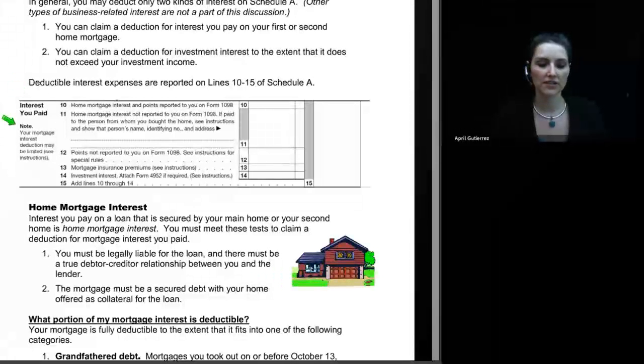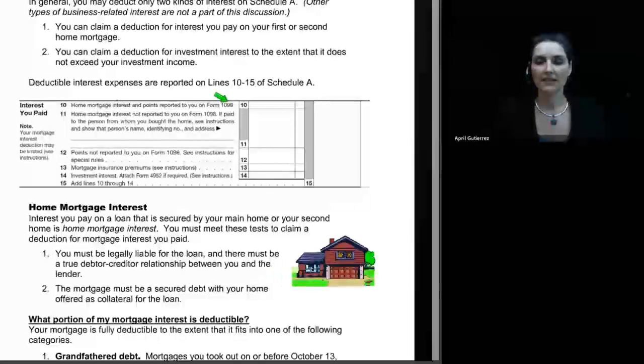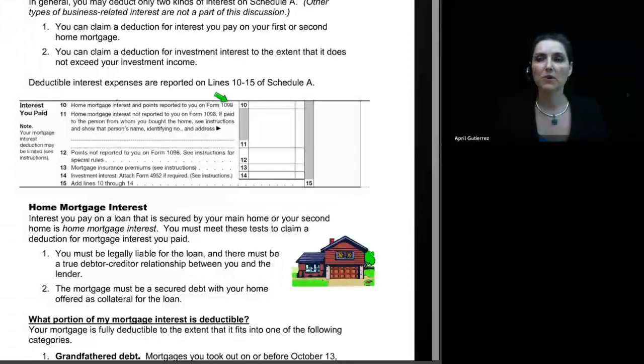And of course, interest deduction is claimed on lines 10 through 15 of your Schedule A. And you'll see line 10, it says home mortgage interest and points reported to you on a Form 1098. Now, if you have a client who has a 1098, and the 1098 is representative of the full deduction they have for the year, you enter the deduction on line 10. But it's possible they have more mortgage interest to deduct than appears on Forms 1098. And if they have deductible mortgage interest that does not appear on a 1098, please do not put it on line 10. Because line 10 is a line that the IRS matches up with 1098s.